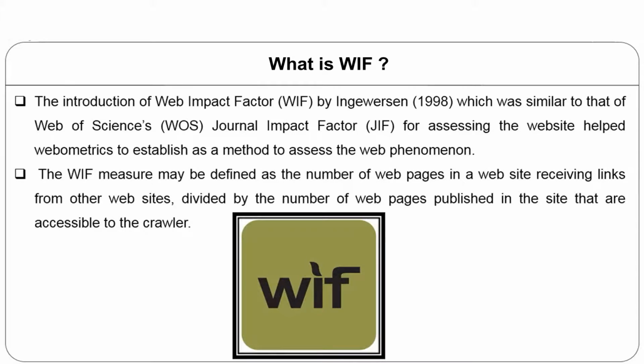The WIF measure may be defined as the number of web pages in a website receiving links from other websites divided by the number of web pages published in the site that are accessible to the crawler. As the web became a major source of information, it was identified as a key area to apply webometric techniques to the web.